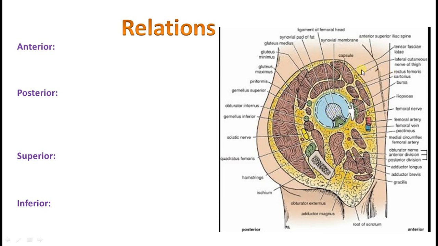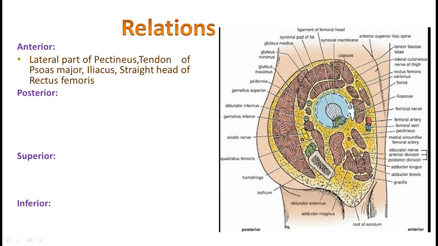The anterior relations are mainly the structures forming the floor of the femoral triangle. Very easy to remember. So the iliopsoas tendon, iliacus or psoas major, and pectineus, and in between the iliacus and psoas you have the femoral nerve. So you have pectineus, iliopsoas, iliacus, and then the straight head of rectus femoris. That's why I told you very simply, the structures forming the floor of the femoral triangle form the anterior relation of the hip joint.